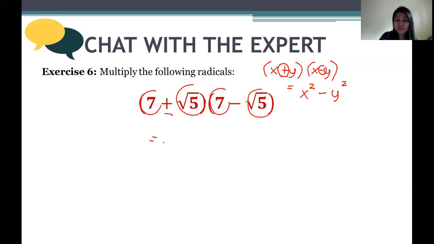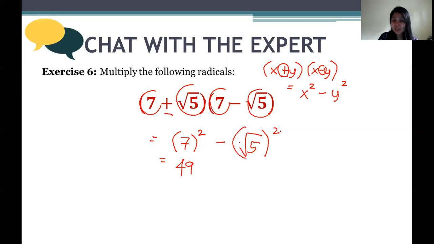So by special products, the answer is square of the first minus square of the last. 7 squared is 49. Now, when a square root is raised to a second power, the square root is eliminated. So we now have minus 5. The answer is 44. This is now the answer.